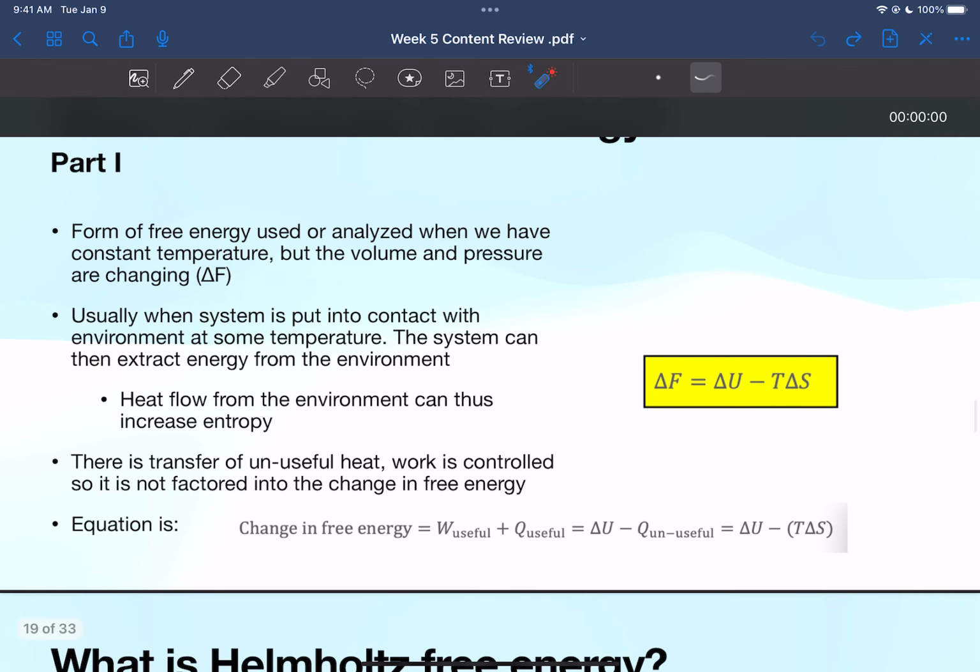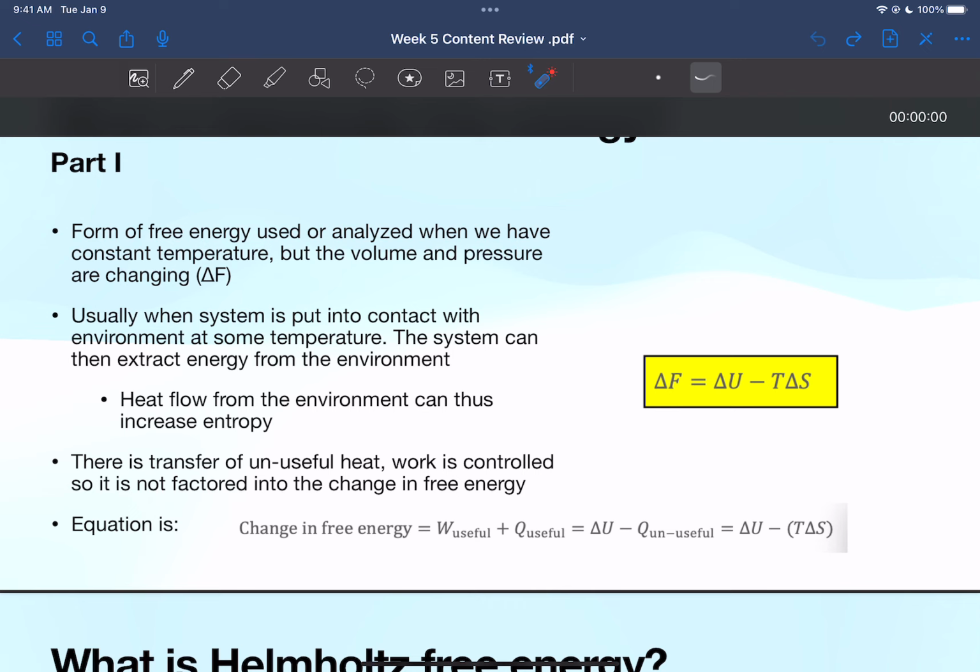Now, usually when a system is put into contact with the environment at some specific temperature, then the system can extract energy from the environment, for example. A really good example of this is what I mentioned earlier.